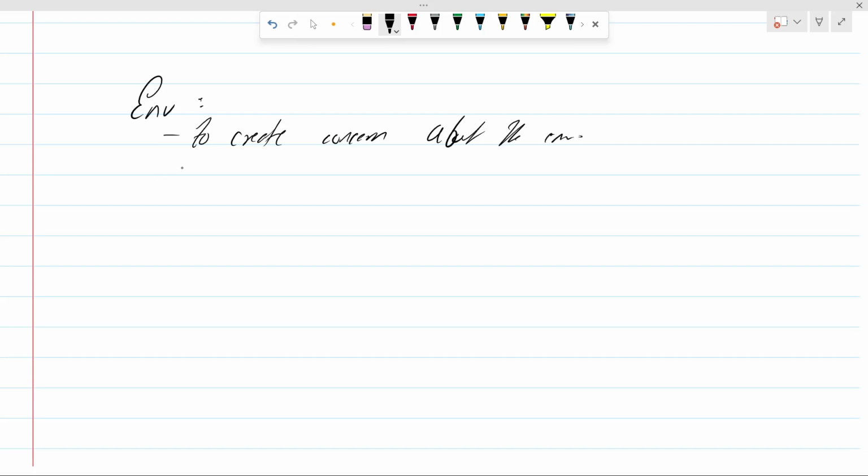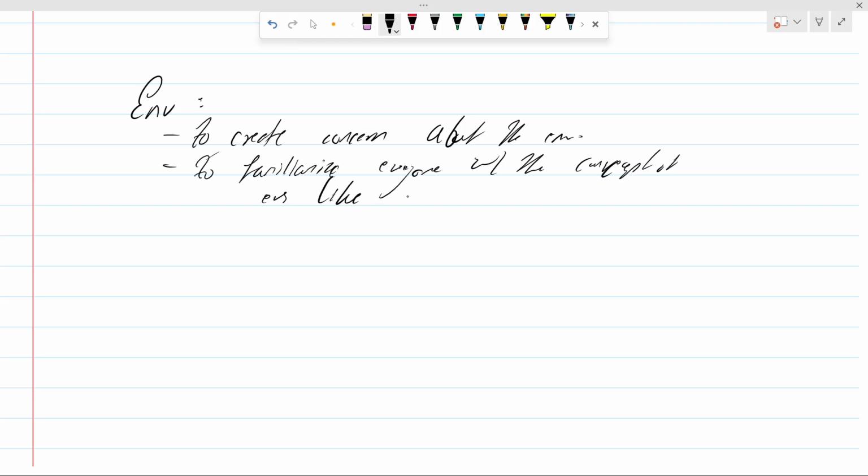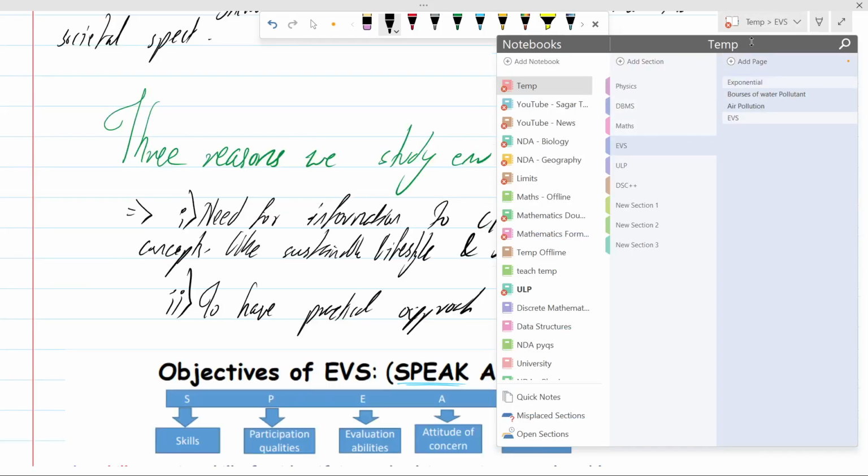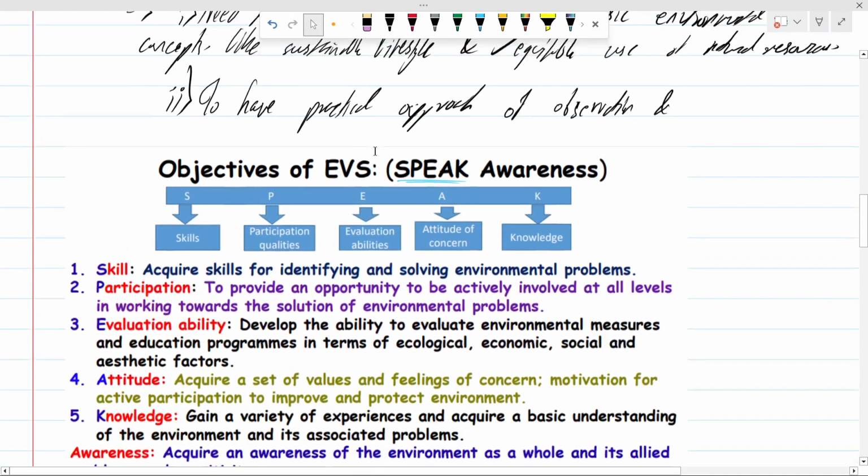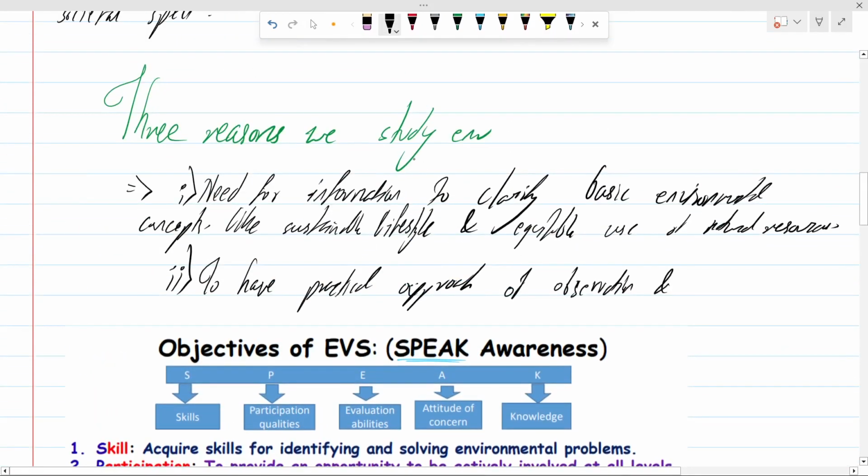Or another point is to familiarize everyone with the concept of EVS, like what is ecology, what is infant mortality. These basic things everyone should know. So to familiarize them, we study environmental studies. To create concern about the environment, as you just said, and to have a practical approach of observation.